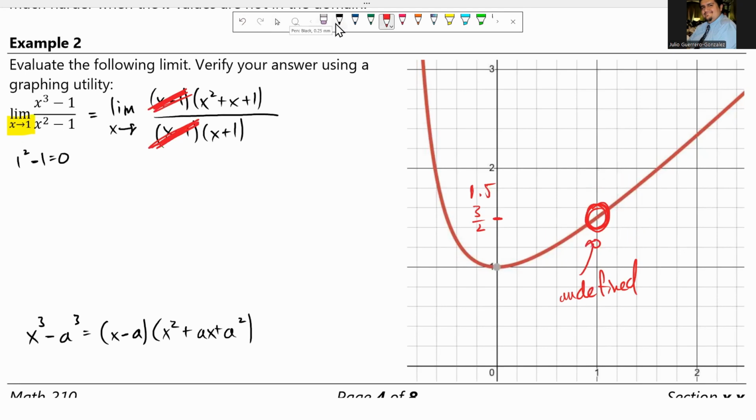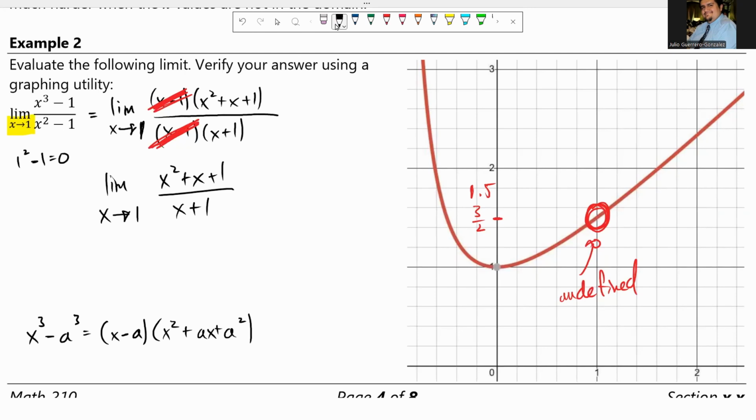We need to find this limit as x approaches 1. Those two things canceled, the things up front canceled. We get left with this limit as x approaches 1 of x squared plus x plus 1 divided by x plus 1.